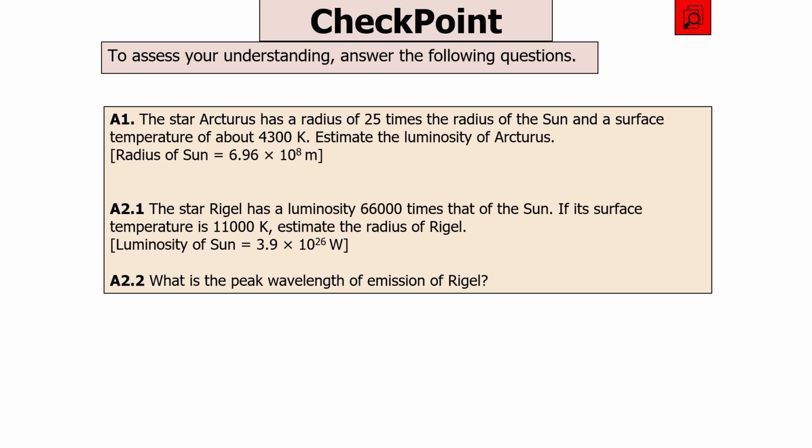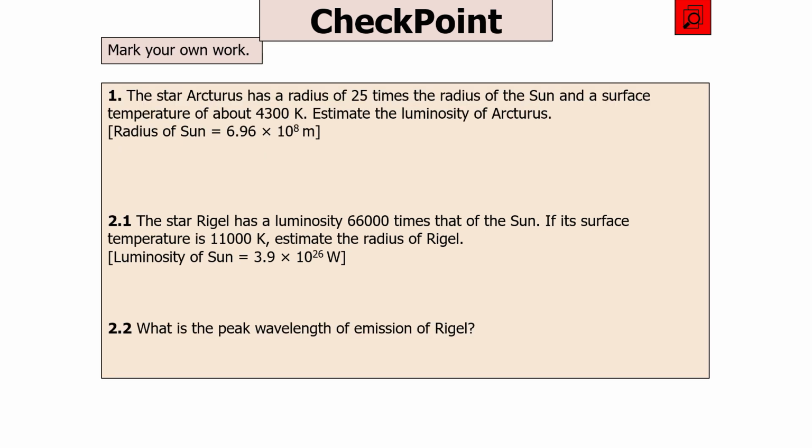The next question says, the star Arcturus has a radius 25 times the radius of the Sun and a surface temperature of about 4,300 Kelvin. Estimate the luminosity of Arcturus. The star Rigel has a luminosity 66,000 times that of the Sun. If its surface temperature is 11,000 Kelvin, estimate the radius of Rigel. And then what is the peak wavelength emission of Rigel? So pause the video now, then unpause the video when you want to go through your answers.